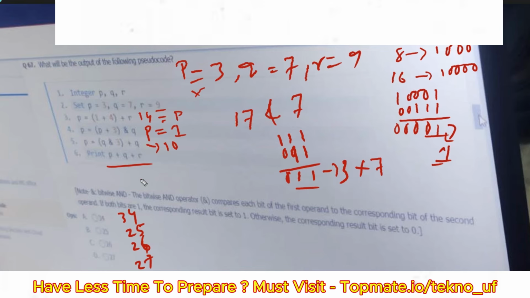Okay, so 34 or whatever it is. So p plus q plus r: p becomes 10, then q was as it is, 7, and r was also as it is. So 10 plus 16, that is 26. So this will be the correct answer. So let me just tick option C.